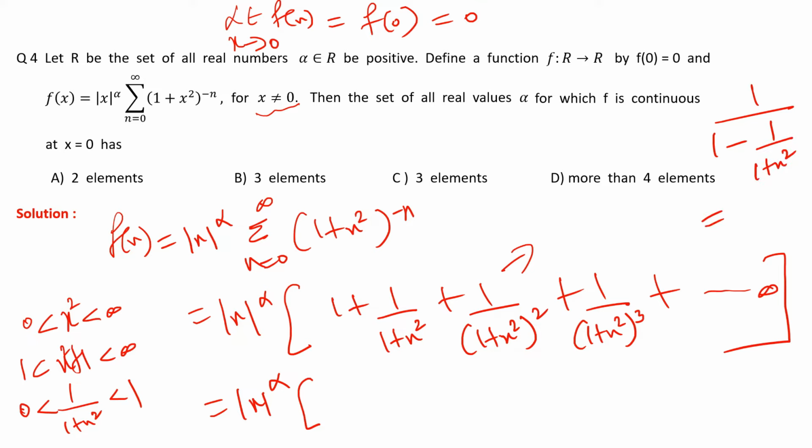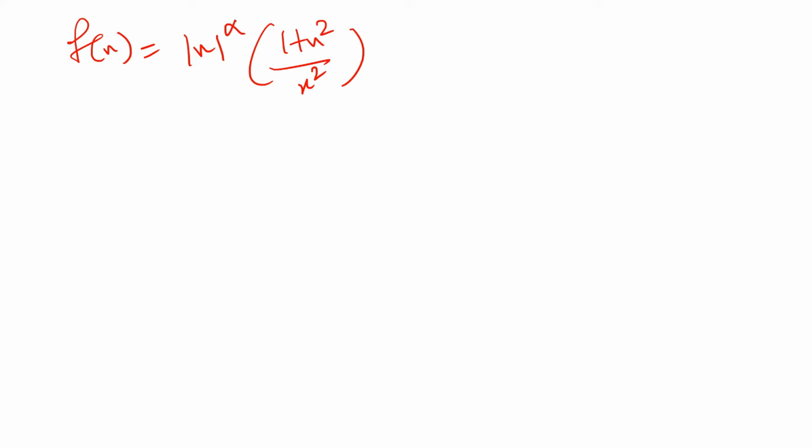So this comes out to be 1 plus x square divided upon 1 plus x square minus 1, which is nothing but x square. So that means we are left with 1 plus x square divided upon x square. Fine. This is the function f of x when we have simplified it. Now students, we have got f of x as mod x to the power alpha into 1 plus x square divided upon x square. If I put alpha as 2, then f of x becomes x square into 1 plus x square divided by x square, means this is just 1 plus x square.